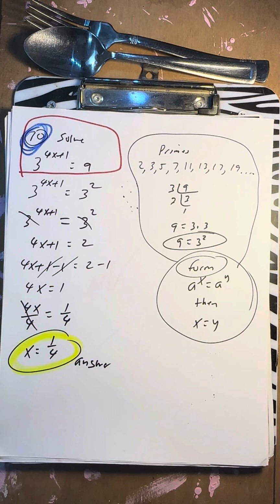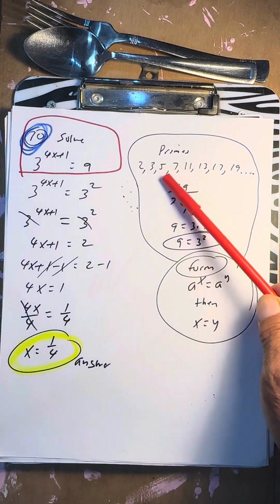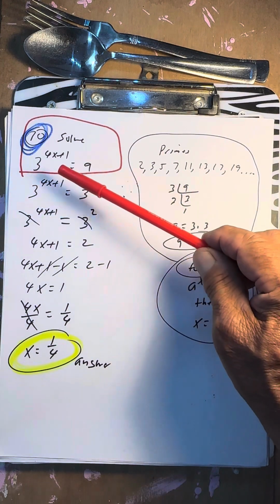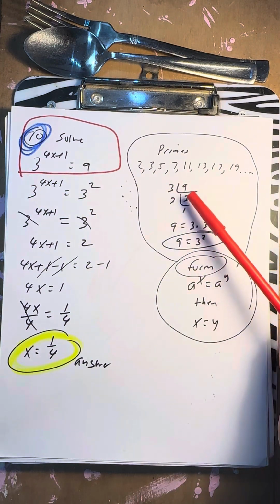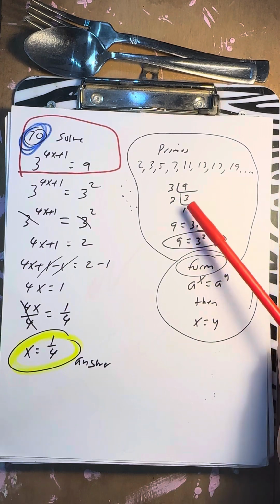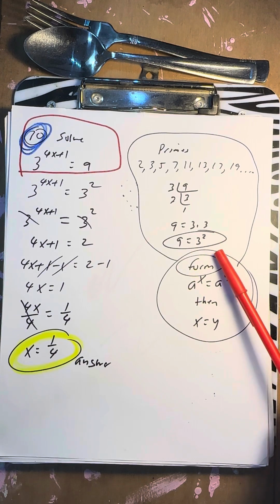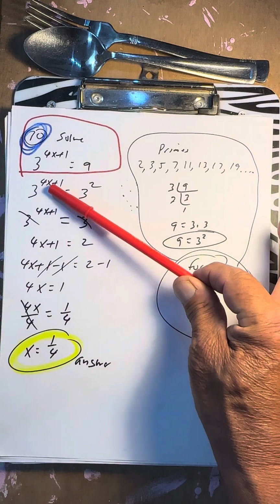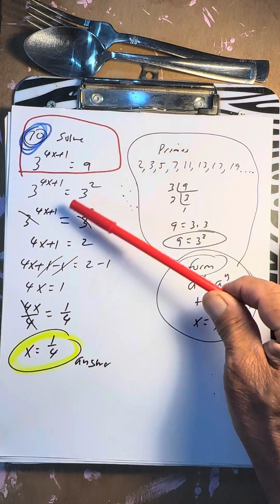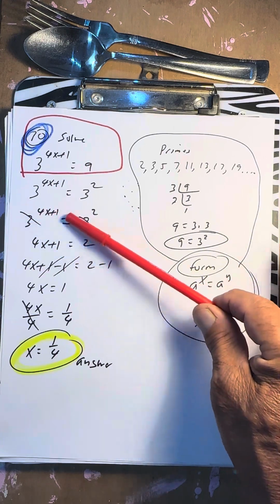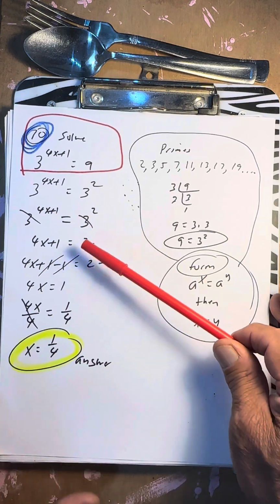All right. Solve this. Okay. Prime numbers again. There they are. I'm going to break it down. 3 and 9, they're matched. Well, 3 divides it. Okay. 3 divides that. 3 divides that. So 9 is 3 times 3, or 9 is 3 squared. Now we have 3 to the 4x plus 1 equals 3 to the second. Hey, they're matching. Bases match. Gone. So we have 4x plus 1 equals 2.